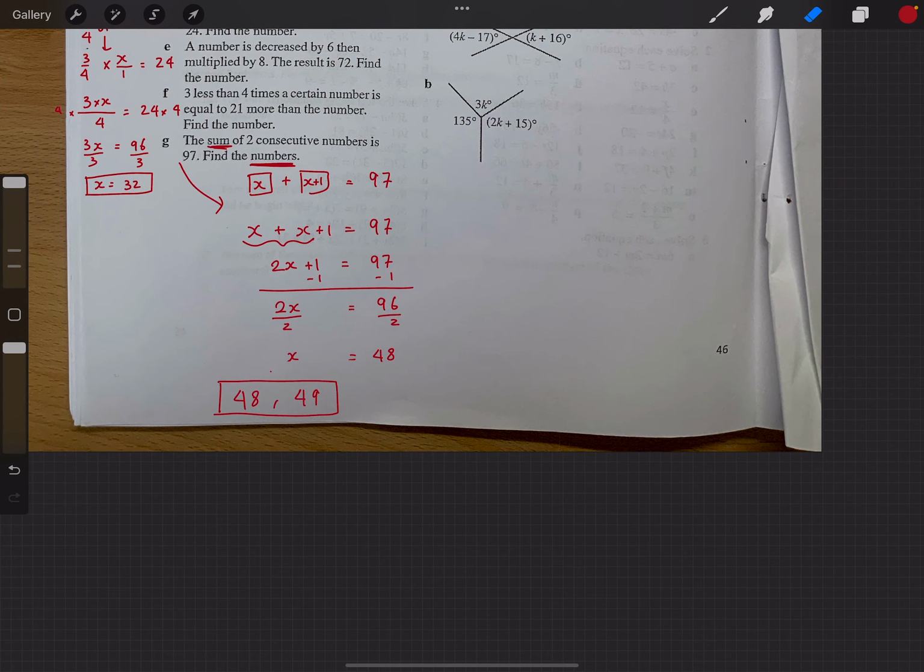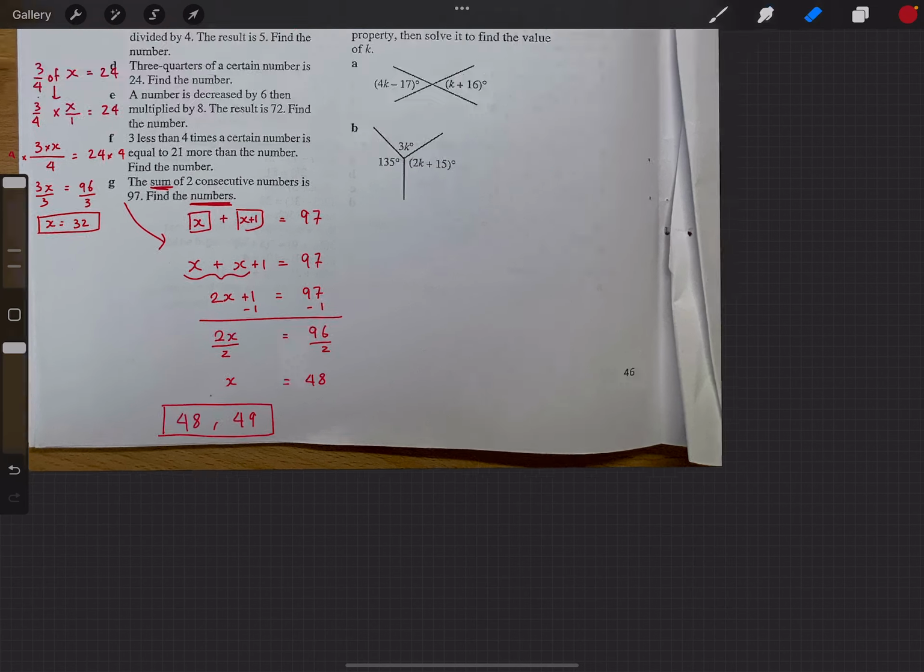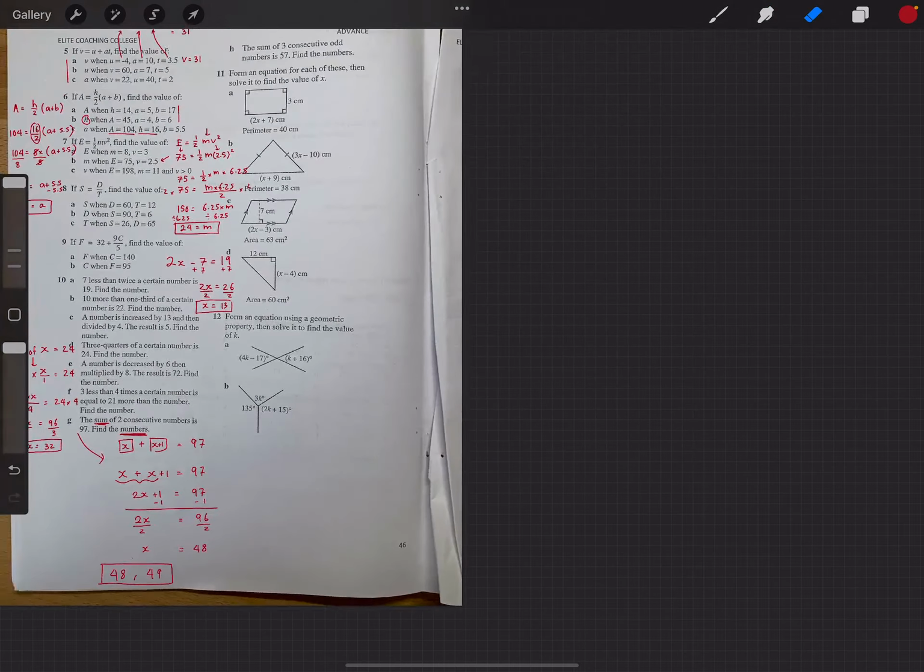And you can also check it. You can say 48 plus 49 will indeed give me 97. And they are both consecutive numbers. So it works out to be all good.